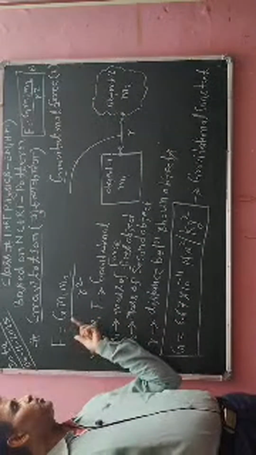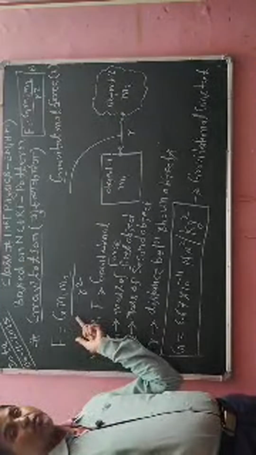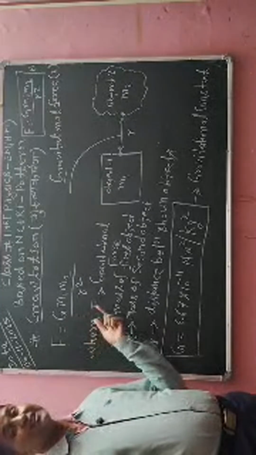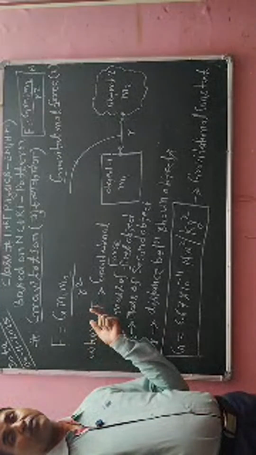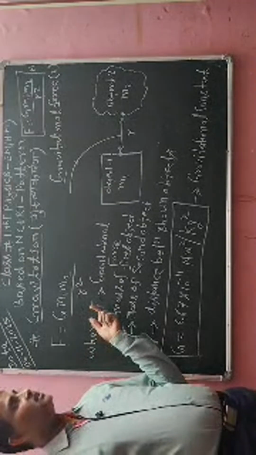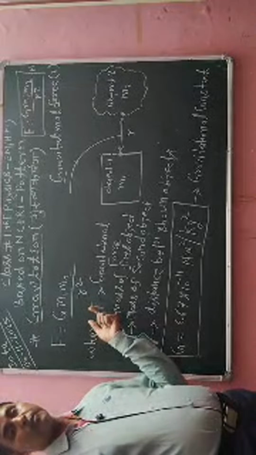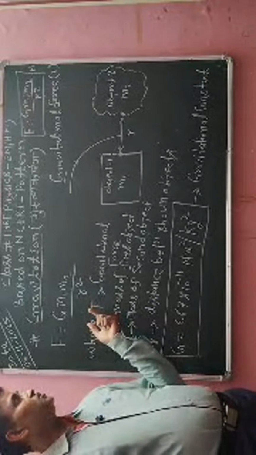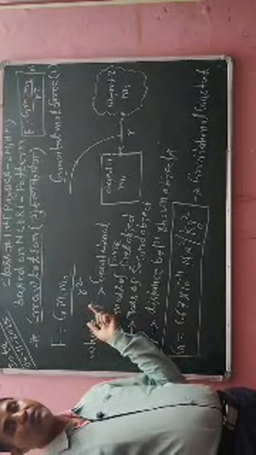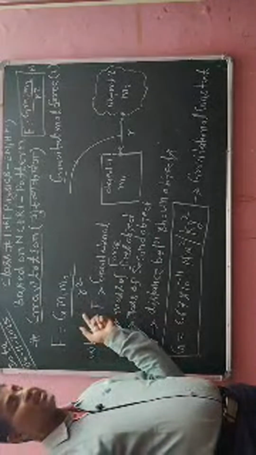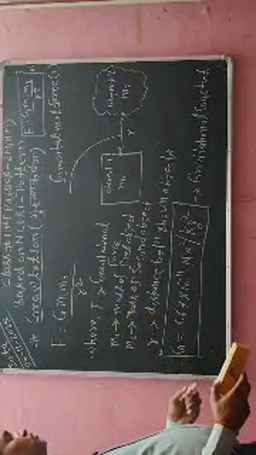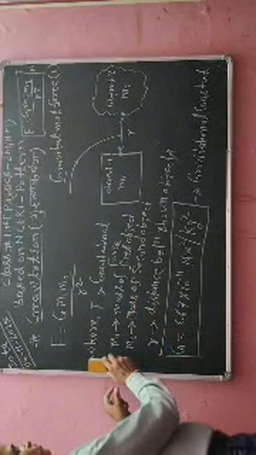How we find its dimensional formula I am going to explain, because directly I can write M to the power minus 1, L to the power 3 and T to the power minus 2. All this information I will derive from the equation, so concentrate here, I am going to derive.